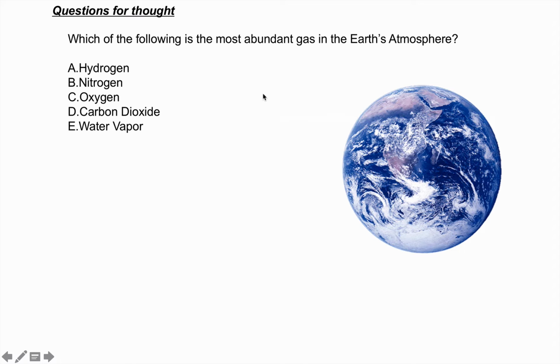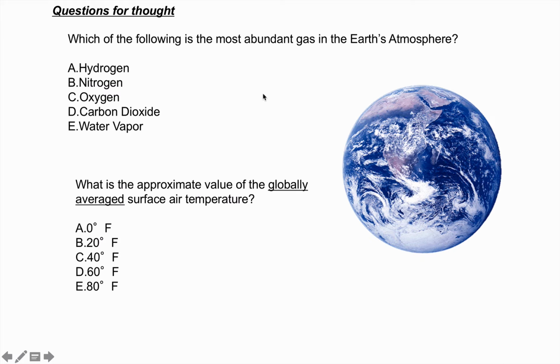Next, a couple of fun questions. You got a list of gases: hydrogen, nitrogen, oxygen, carbon dioxide, water vapor. Which of the following gases is the most abundant gas in Earth's atmosphere? Think about it for a second. Okay, hang on to your answer, because we're going to get to that answer in just a few moments.